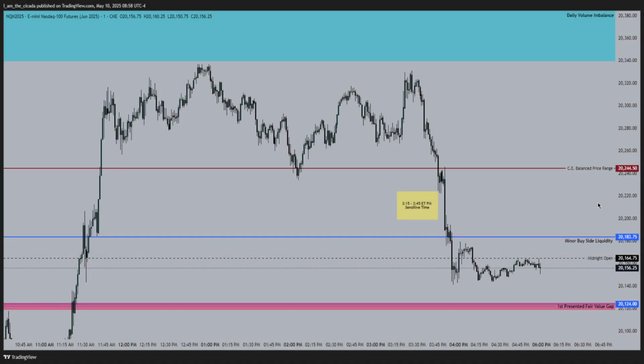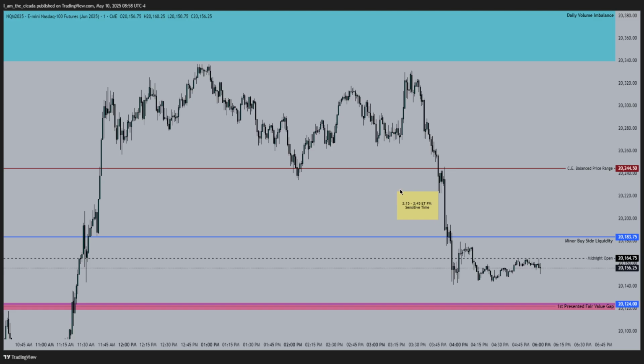So moving into the afternoon times, you can see that after we delivered towards the balanced price range, we spent most of the time from around 11:30 all the way up until 3:45, or sorry, not 3:45, 3:15, just accumulating within the level of the consequent encroachment of the balanced price range, and just failing to touch the daily volume imbalance. You see how we just get really close to it and then move away, really close to it and then move away. This is just an accumulation of orders above this high and beneath this low.